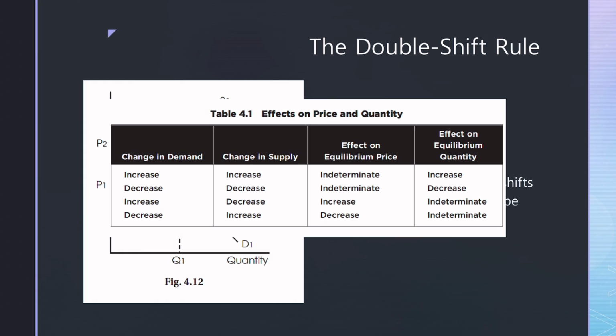One tip for remembering this is that you should remember IIXI, DDXD, IDIX, DIDX. X stands for indeterminate, D for decrease, I for increase. And whenever you see a question that asks you to do this, remember the table in IIXI, DDXD, IDIX, DIDX.